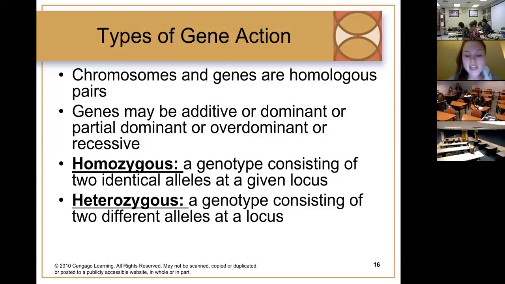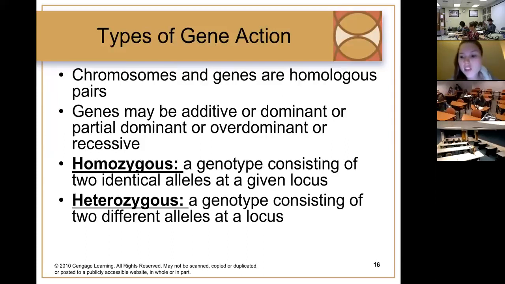So homozygous is basically just a genotype that consists of two identical alleles at a given locus. Remember, a locus is just a location on the chromosome, and alleles are the variants at a particular locus. So if a genotype has two identical alleles at that point, that's homozygous. So two of the same.